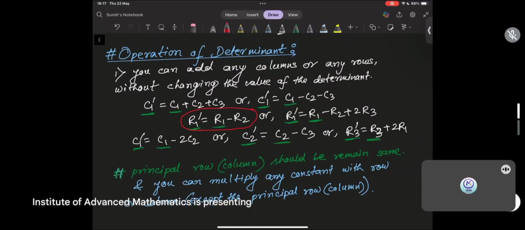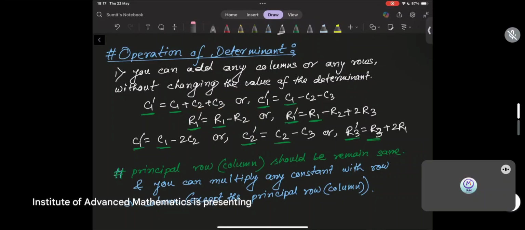R1 dash means we will give an operation, we will change the element of R1. How will the element be changed? By the operation R1 minus R2. That means every element of R1 will be subtracted by the element of R2, and the result I will write in the R1 only. Clear?